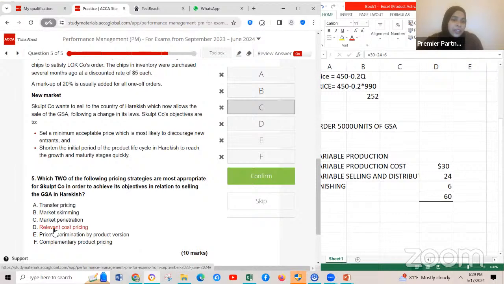Shorten the initial period of the product life cycle to reach the growth and maturity stage faster. They can also use relevant cost pricing, yes, because they can charge a relevant cost. What do you guys think? Shorten, set a minimum acceptable price. So for that, they can check the relevant cost and see how much it is. Not transfer pricing, because transfer pricing is generally when you're transferring within your own departments. Price discrimination by product versions. It's just one product, right? The GSA. Complementary pricing. Does the GSA have anything complementary?